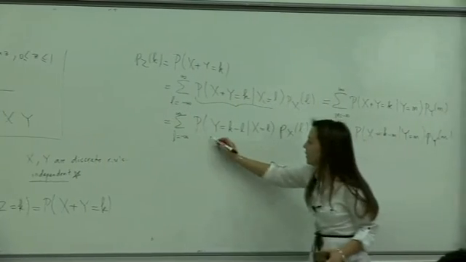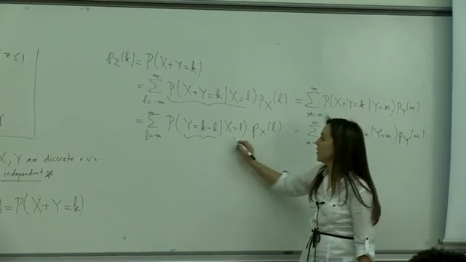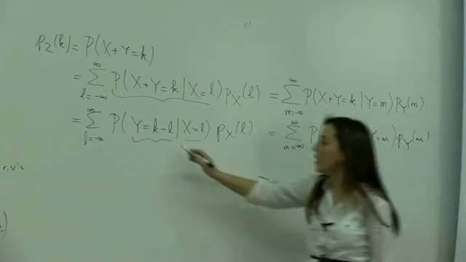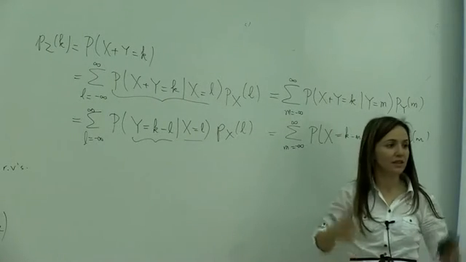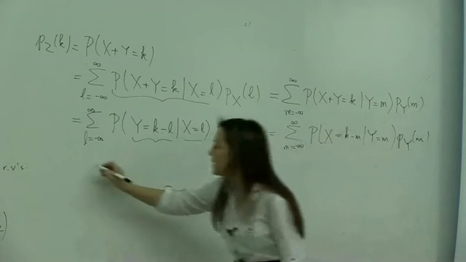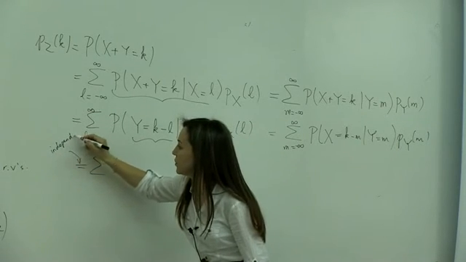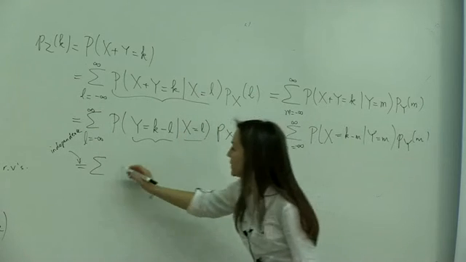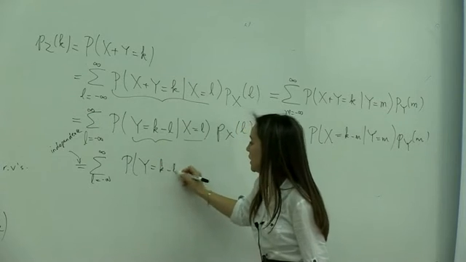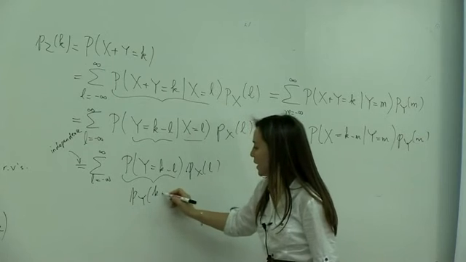Since they're independent, y doesn't care that x is equal to L. The probability that y is equal to k minus L is fixed regardless of this event in the conditioning. So the conditioning can be dropped. Let me write here independence. Because of independence, we drop the conditioning to say the probability that y is equal to k minus L times px of L. But what is this? This is py of k minus L.